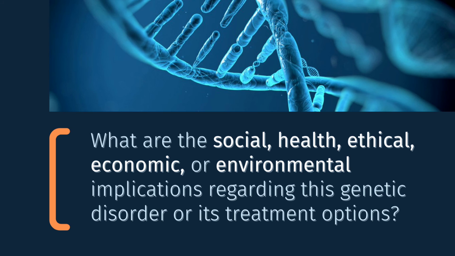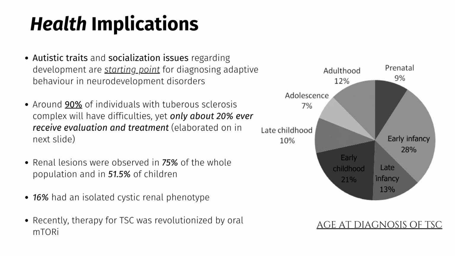Now let's focus on the social, health, and economic implications regarding this genetic disorder and its treatment options. So I'm going to elaborate on what I've previously talked about. I'm going to start with health implications and conclusions. Firstly, autistic traits and socialization issues regarding development are the starting point for diagnosing adaptive behavior in neurodevelopment disorders. If you look at the pie chart on the right, you can see that most diagnosis occurs at infancy because that's when autistic traits are generally noticed. They kind of indicate whether an individual may or may not have TSC.